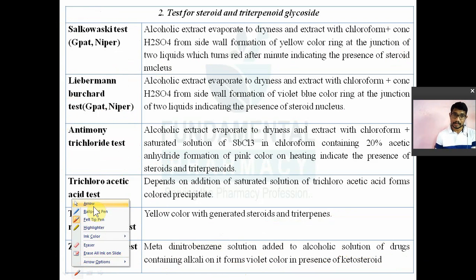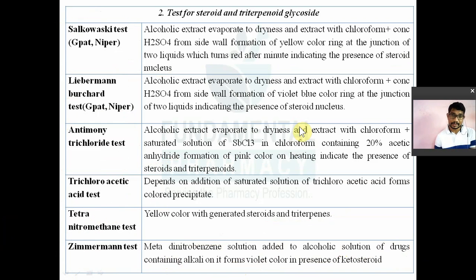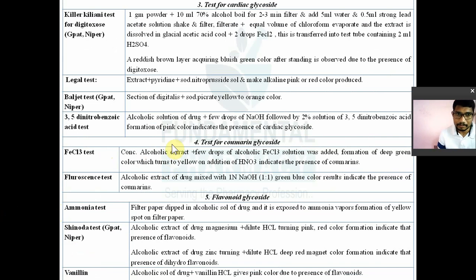Important identification tests, again: Salkowski's test for steroid nucleus, Liebermann-Burchard test for steroid nucleus, antimony trichloride test for steroids and triterpenoids, trichloroacetic acid test, tetranitromethane test, then Zimmermann's test for ketosteroids. Remember these.